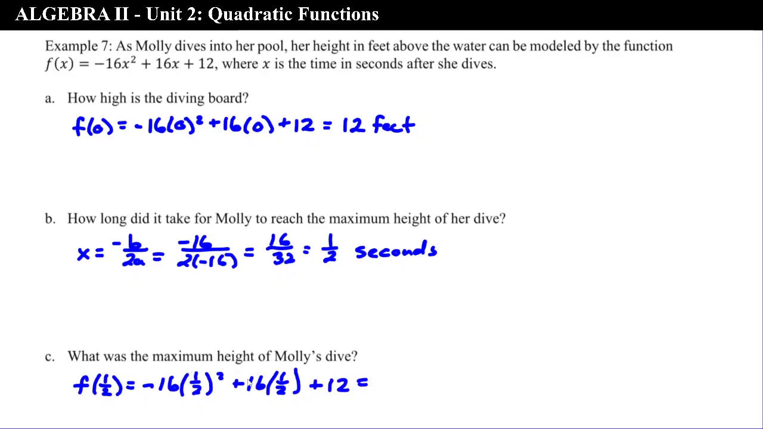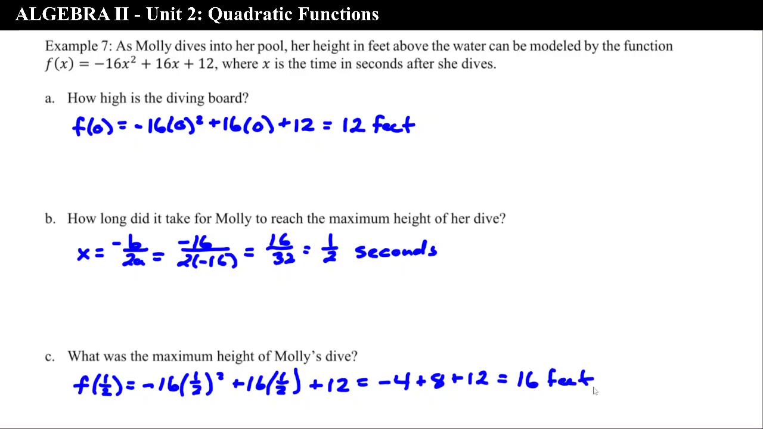So -16 times 1/2 squared, which is 1/4. 16 divided by 4 is 4, so you have -4. 16 divided by 2 is 8. Then you have plus 12. And so you end up with 16 feet as the maximum height of her dive.